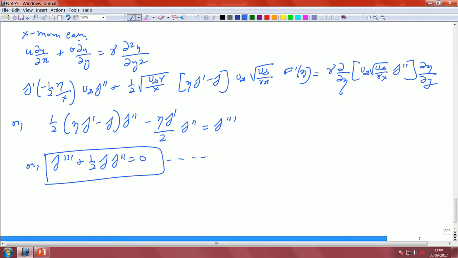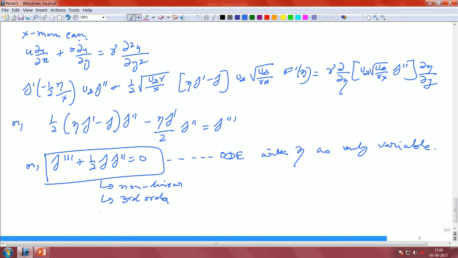So, this becomes an ODE with eta as the only variable. So, this is correct, right. So, then we have been able to reduce the momentum equation to an ODE with a single variable only, right. The nature of these equations is that it is non-linear, it is third order, that means 3 boundary conditions are needed. So, 3 BCs are needed, got it, understood. So, this is the parent equation, that is what we are going to solve, right.